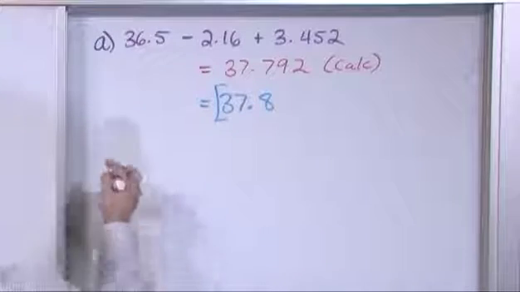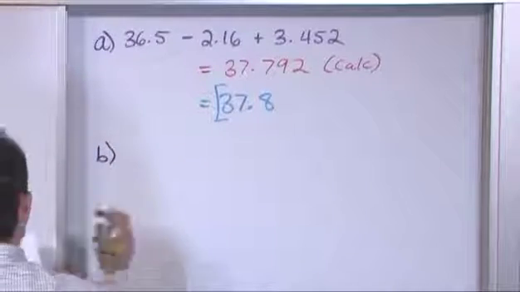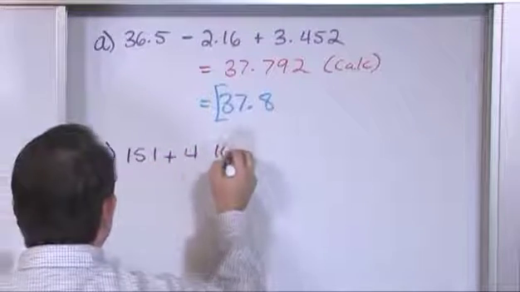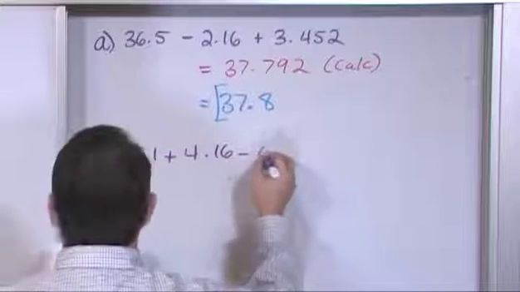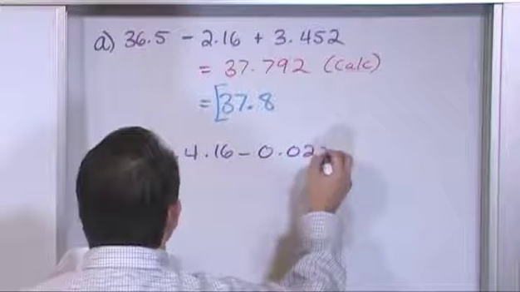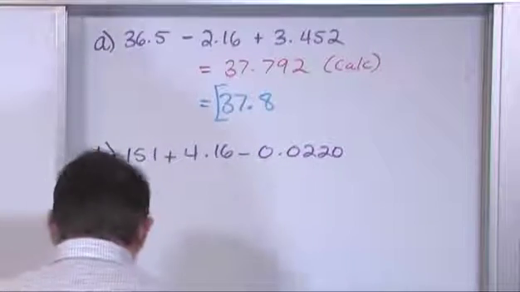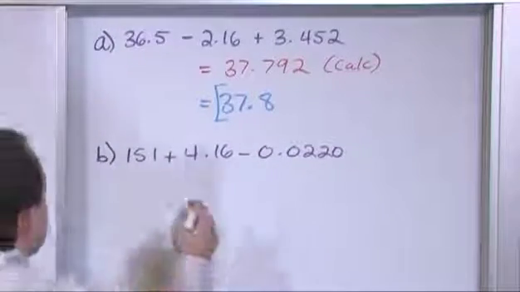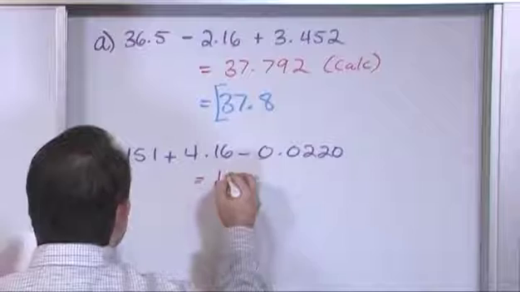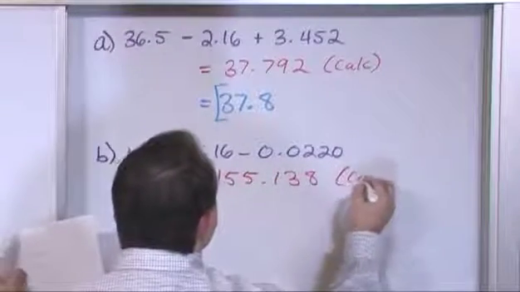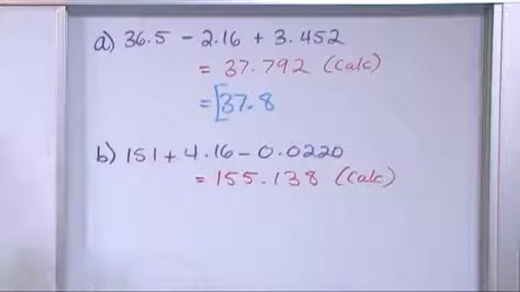And that's what we do when we add or subtract. What about 151 plus 4.16 minus 0.0220? What do we do with that? Well, we're adding and subtracting. So if we were going to actually put this in our calculator, the calculator would spit out 155.138, and that's what the calculator would give us.